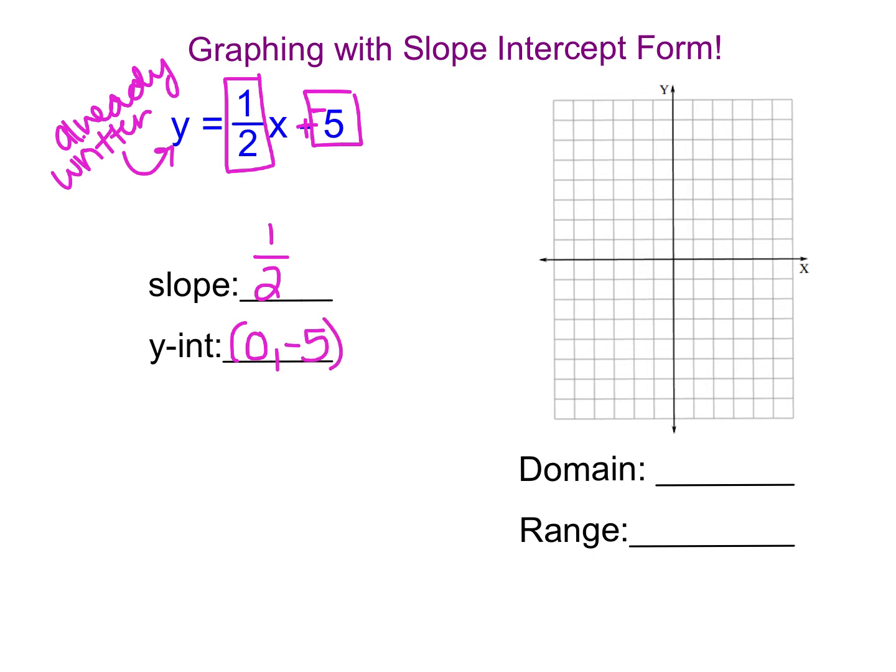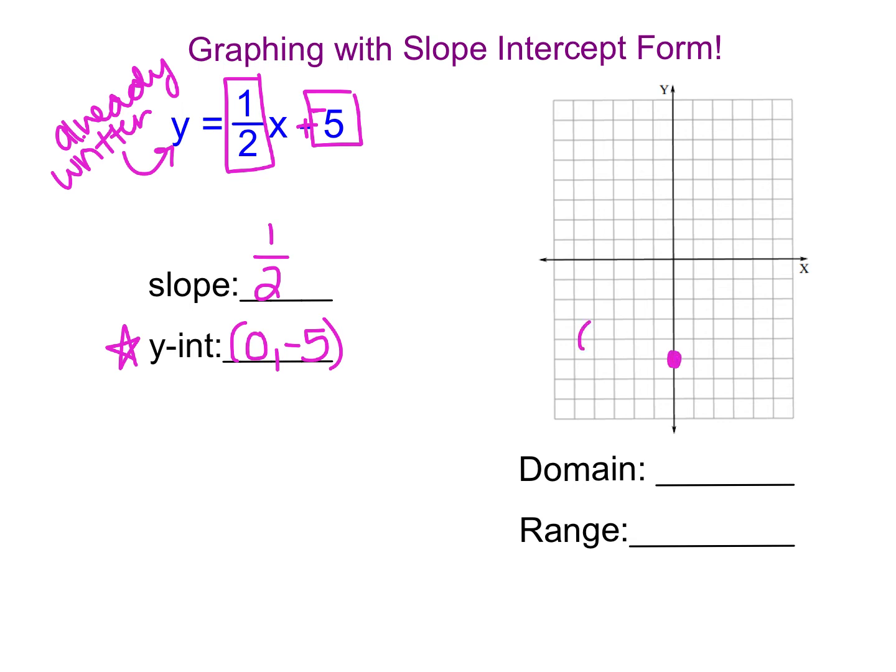So in order to graph this on my coordinate plane, I'm going to start by going to my y-intercept value. So I know that I'm crossing the y-intercept when y is negative 5, so I can go plot 0, negative 1, 2, 3, 4, 5.